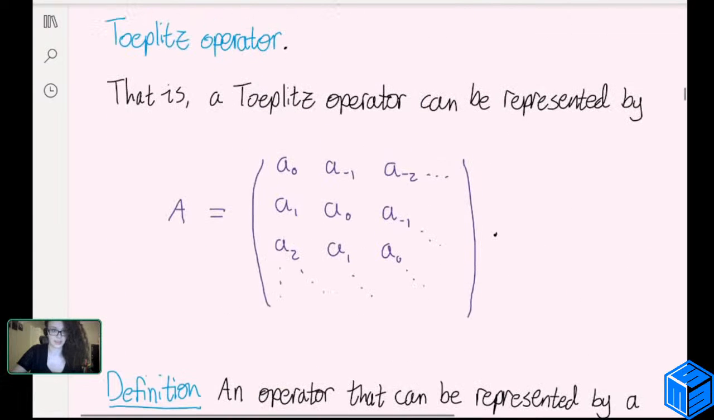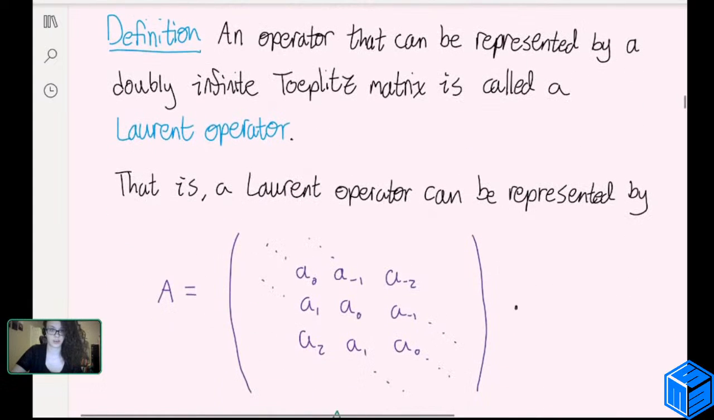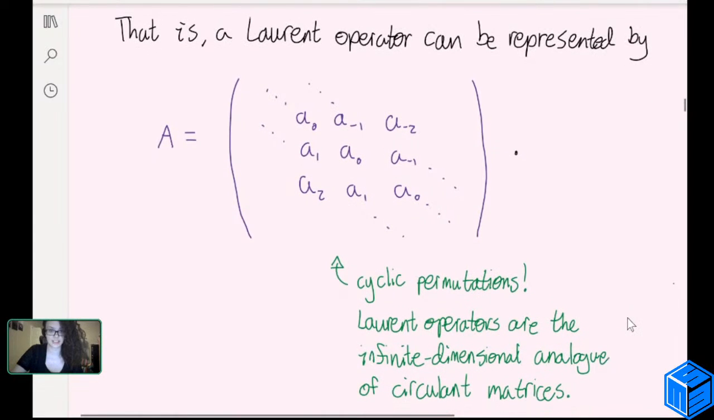It doesn't have any corners. This semi-infinite Toeplitz operator has a corner on the top left. But a Laurent operator doesn't have anything like that. And we can see in this Laurent operator, we have cyclic permutations of our elements again, in the same way that circulant matrices do. And we see that Laurent operators are actually the infinite dimensional analog of circulant matrices.